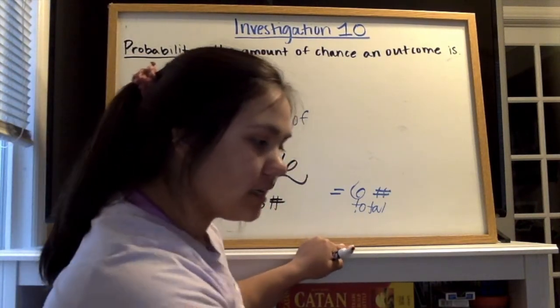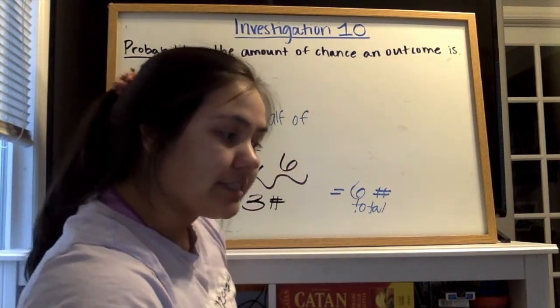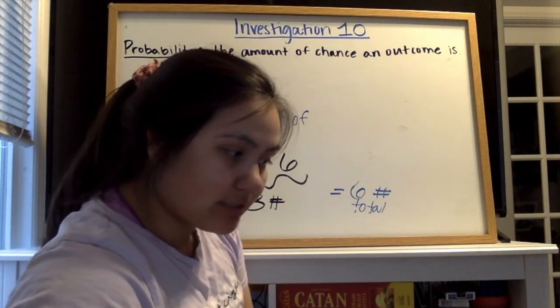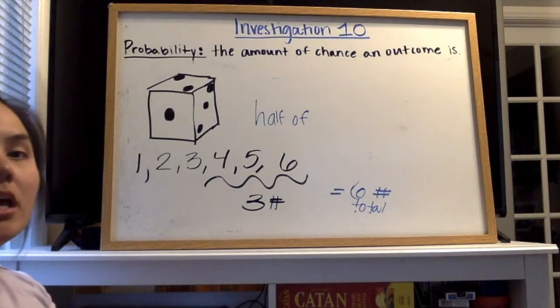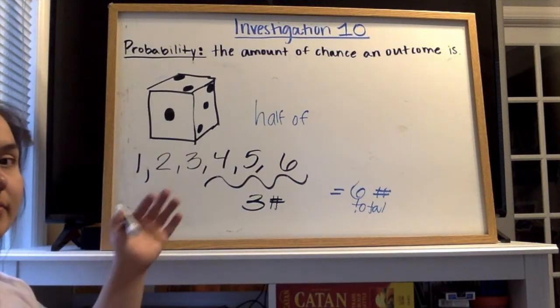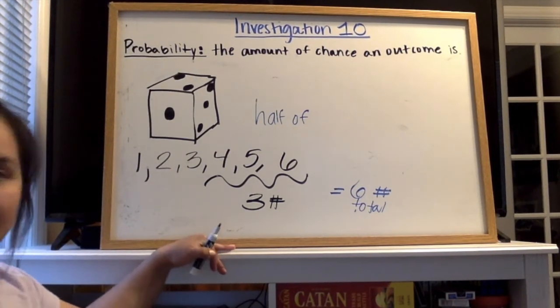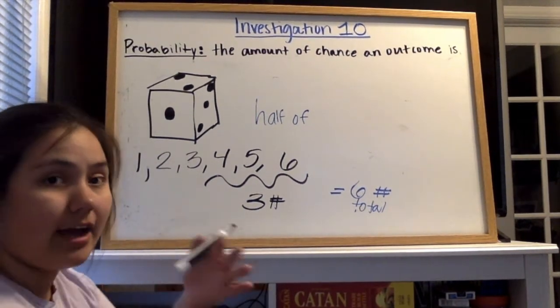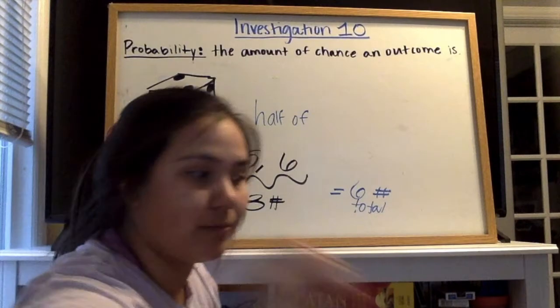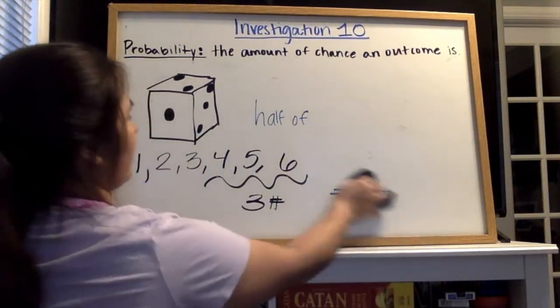All right, number 14. If a dot cube is rolled just once, what's the probability of rolling a 7? Do we have a number 7 on a dice? Nope. So the probability is that it'll never happen, so that's going to be 0. There's never going to be a chance you roll a 7.